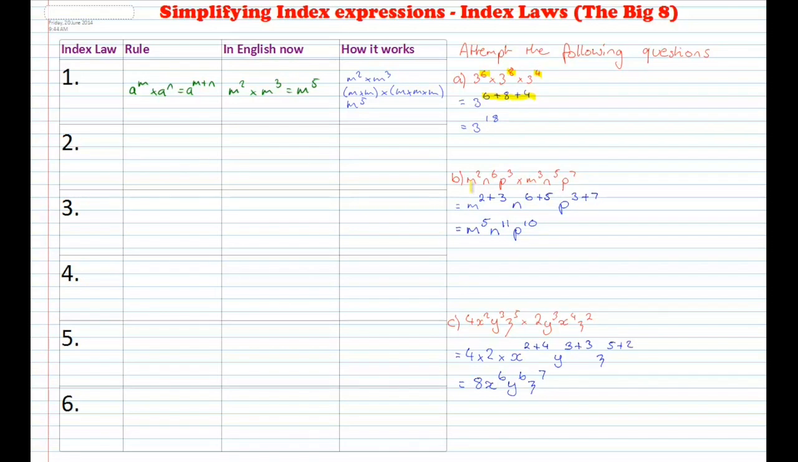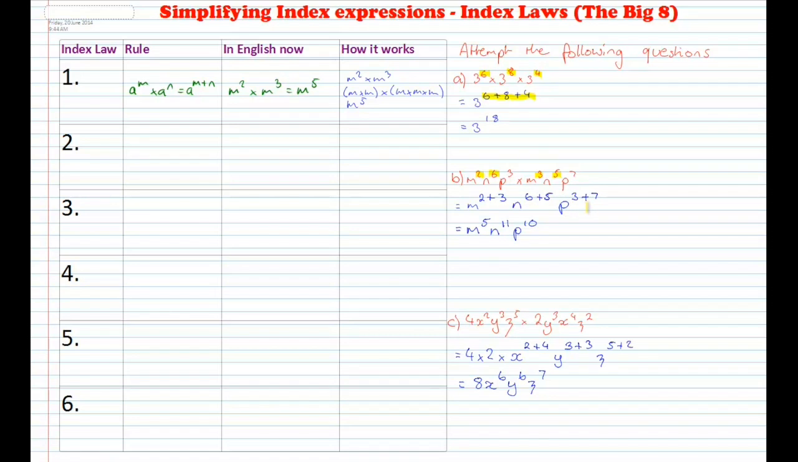Coming over to this one now for B, you've got m squared n to the power of 6 p cubed times m cubed n to the power of 5 p to the power of 7. So what I need to do is look for the things that have got the same base. As you can see I've got m and m here, so you've got 2 and 3, so I go m to the power of 2 plus 3, n to the power of 6 plus 5, because the n's are the same, 6 and 5, and then p to the power of 3 plus 7.